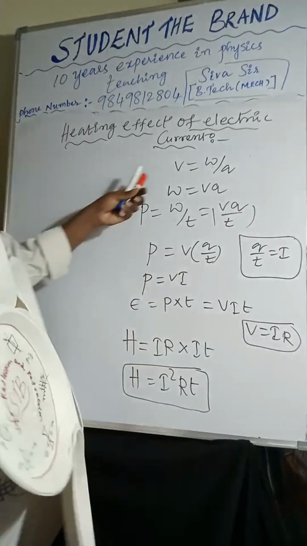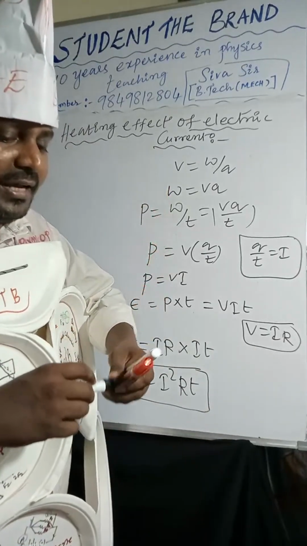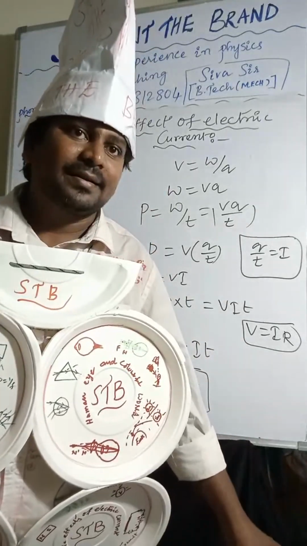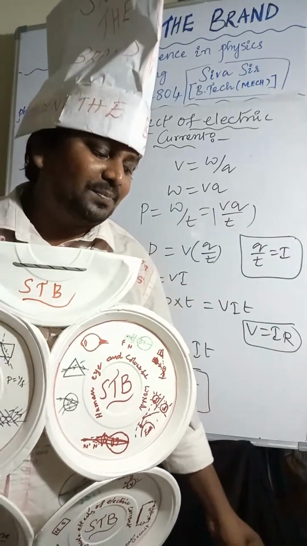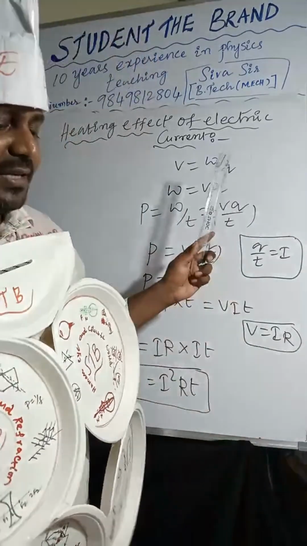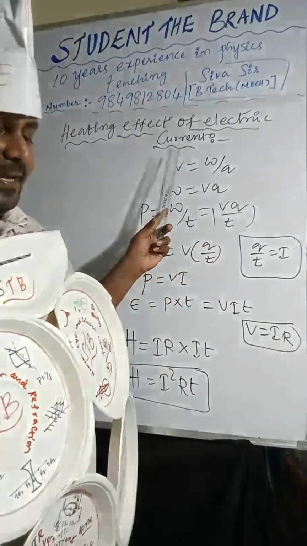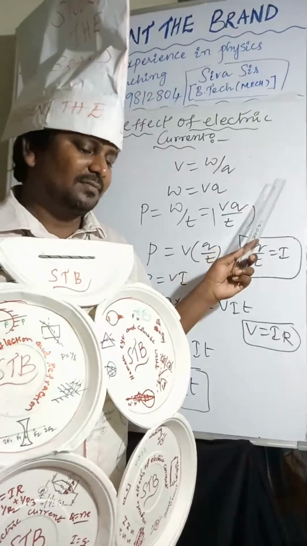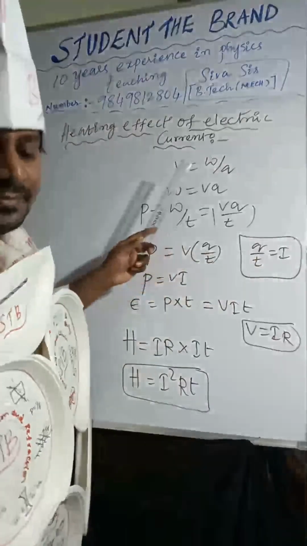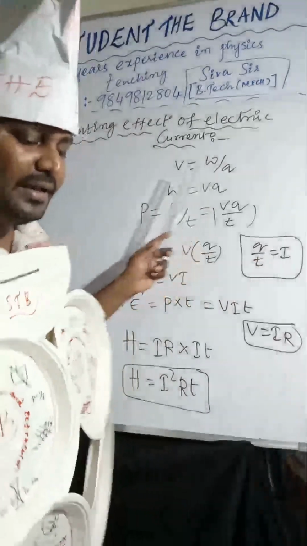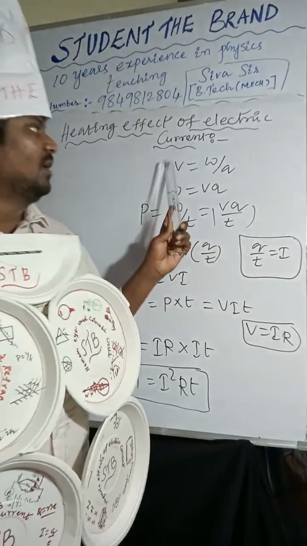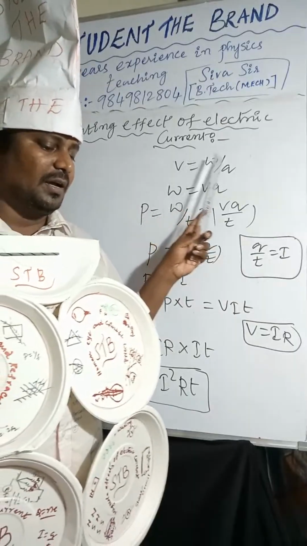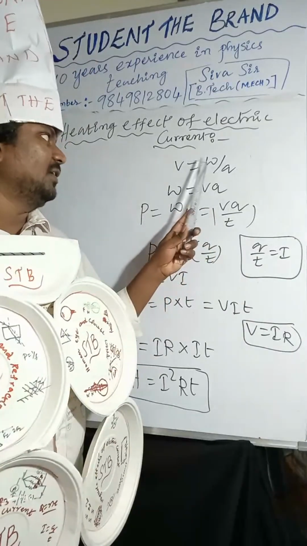Observe here. Each and every line is very, very important. So once observe here. Now I am considering here, V equal to W by Q. So W equal to V into Q.